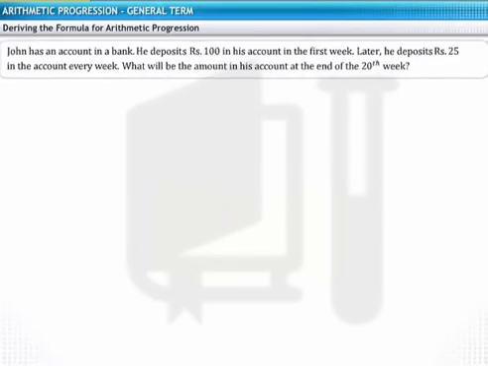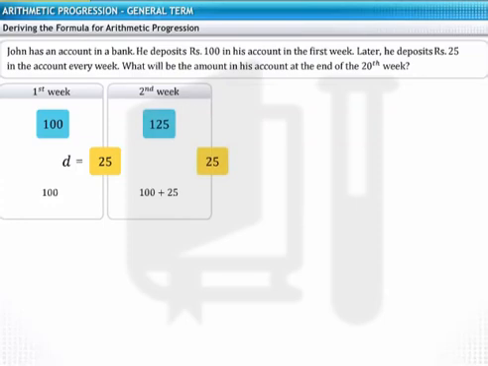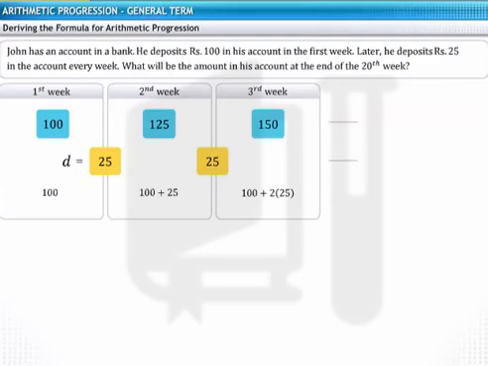Let us consider problem 3. After saving 100 rupees in the first week, John saves 25 rupees every week. Therefore, the common difference, D, in John's savings every week is 25. Thus, the balance in John's account is 100 in the first week, 100 plus 25 in the second week, 100 plus 2 multiplied by 25 in the third week, and so on.